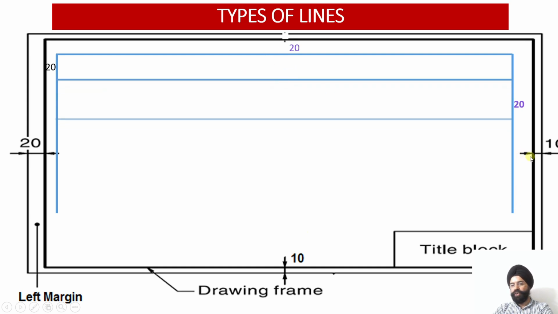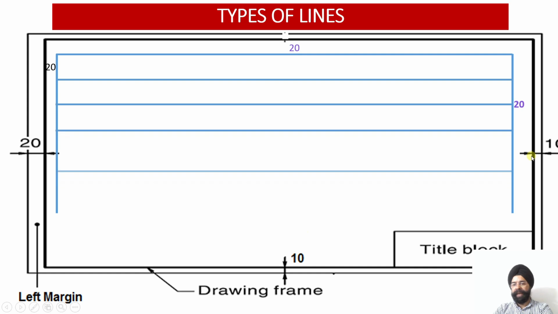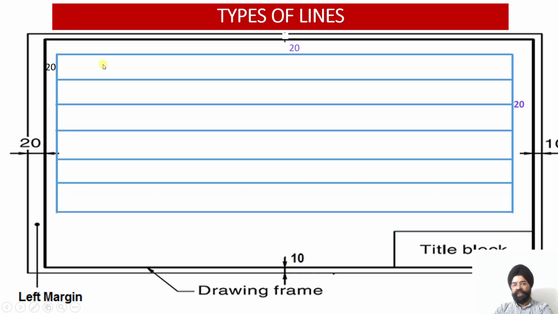Now you can see 6 rows, and I have drawn 20 mm depth for each. The first row corresponds to the title row and 5 rows are there for 5 different types of line. Here I have to write the serial number. Here I have to write the description of the line. Here I have to write down the convention.